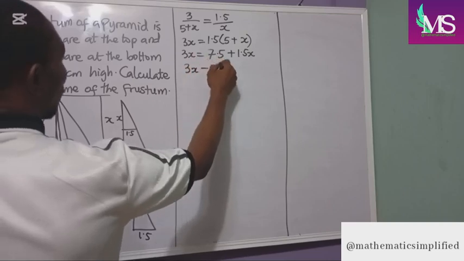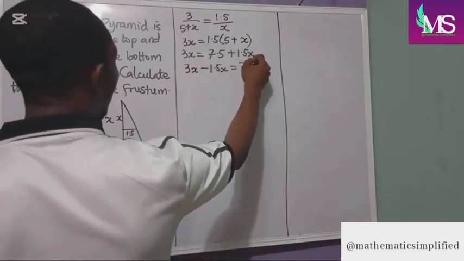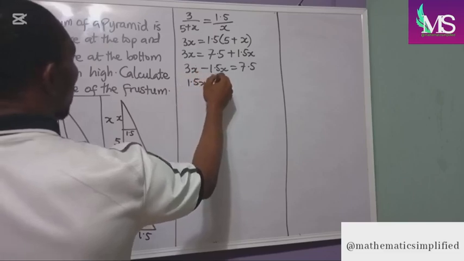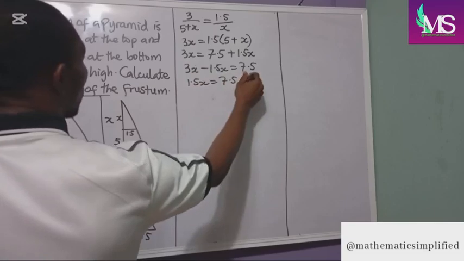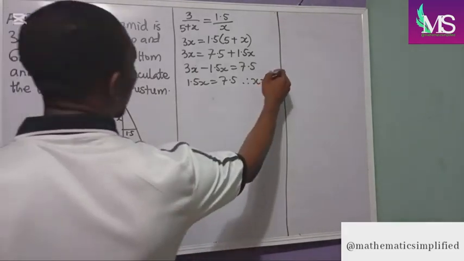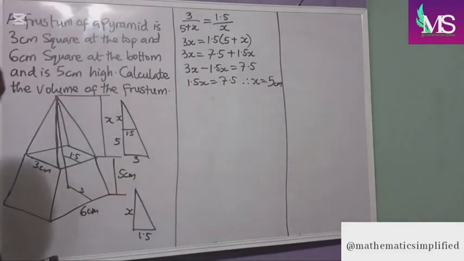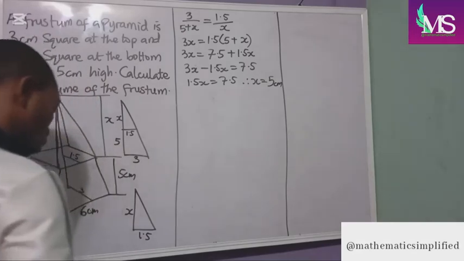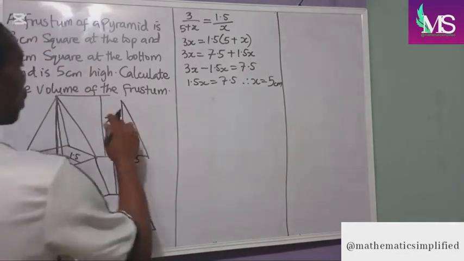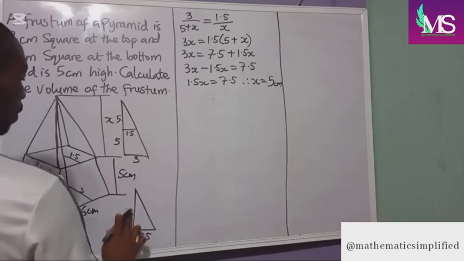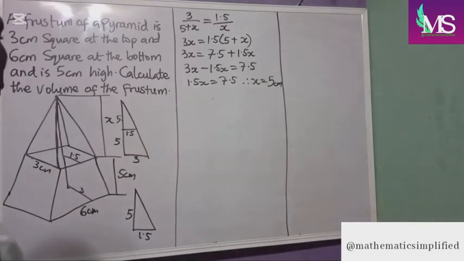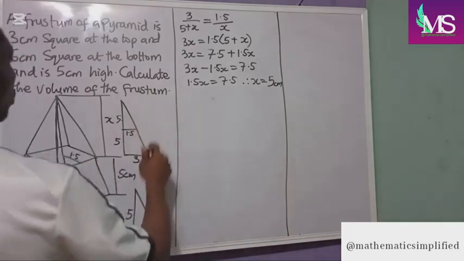Subtracting 1.5x from both sides, 3x minus 1.5x equals 7.5. So 1.5x equals 7.5. Therefore, x equals 5 cm. So our x is 5 cm. Now, bearing in mind that our x is 5 cm, we can now replace it with 5. Alright? Now, let's calculate the volume of the big pyramid.